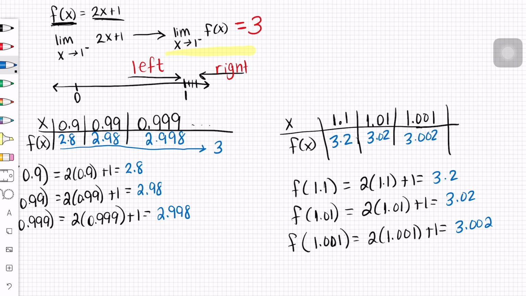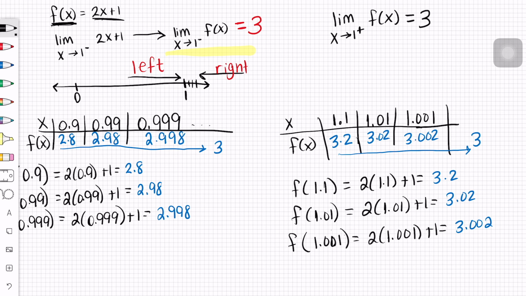I think those three numbers are enough for us to see that as long as I get closer to 1, I am going to approach the number 3. So I can come up here and write this as the limit as x approaches 1 from the right, that's a positive sign, of f of x is equal to 3.